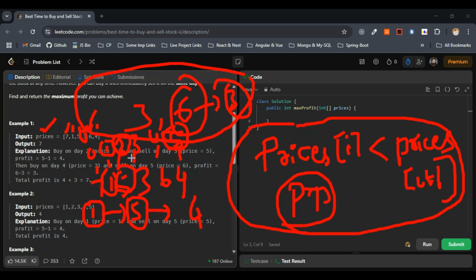Suppose we buy at 3. 3 means this one, the 3 I'm speaking of. 3 at the 3. Right. So this one, 3, and we are selling it at 6. So the next one, so this one.